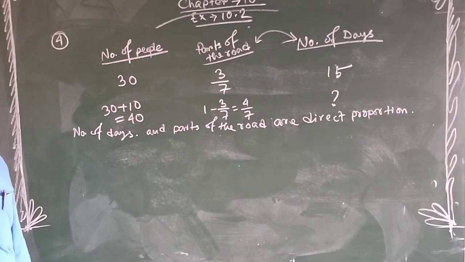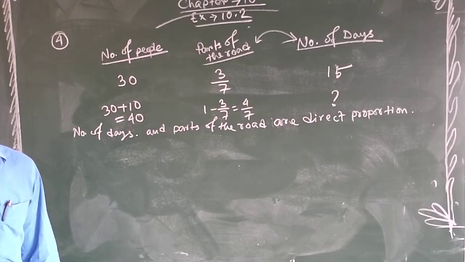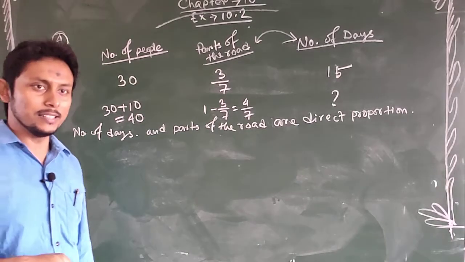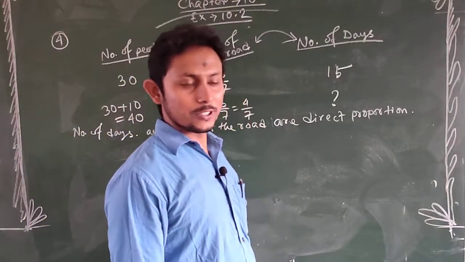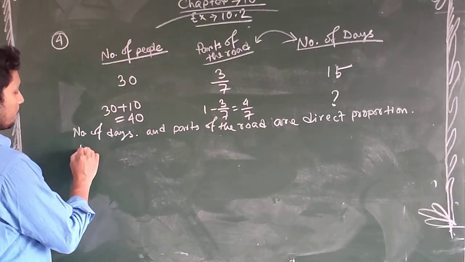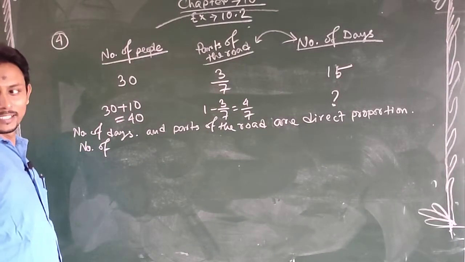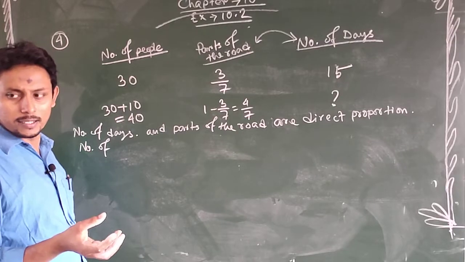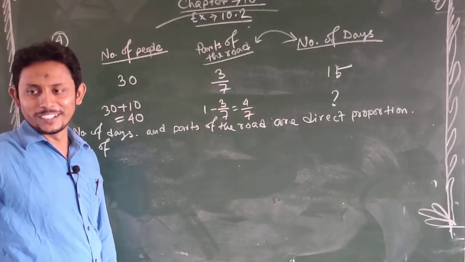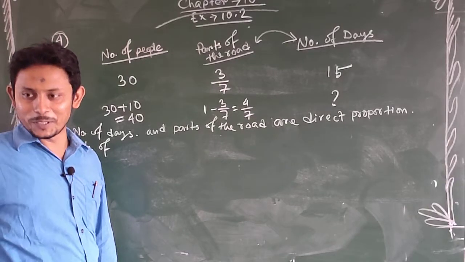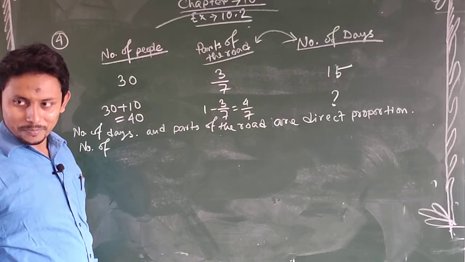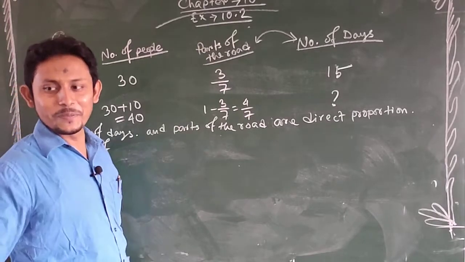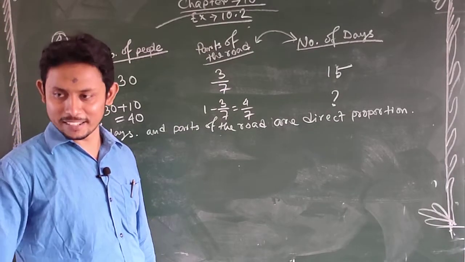Next one, number of days and number of people. If number of people increase, number of days will be decreased, yes or no? So there, understood or not? Number of people increase, then number of days will be decreased. Why? Because same work is there, they will need to complete. If you alone need to complete the cleaning of this field, then you will need more time. But if your friend Suhana is there, both of you can complete in less time.